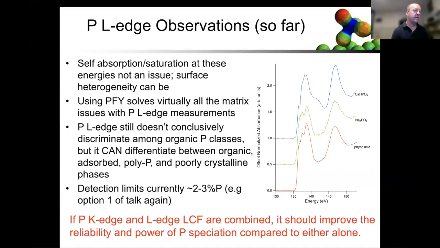So what we learned at the L-edge over the last couple of years of messing with the silicon drift detector is that self-absorption isn't really a problem. Surface heterogeneity is a problem. Using partial fluorescence yield is definitely the way to move forward. It still isn't perfect. I'm not convinced. We just made some measurements over the weekend.